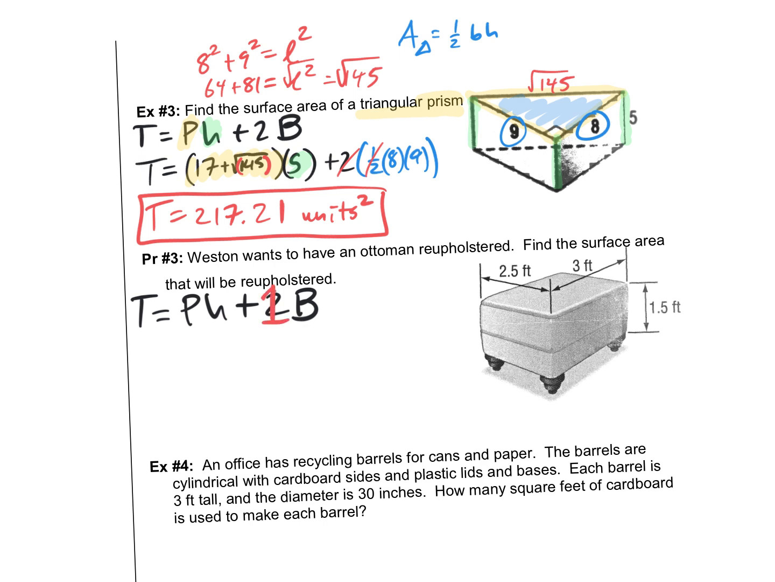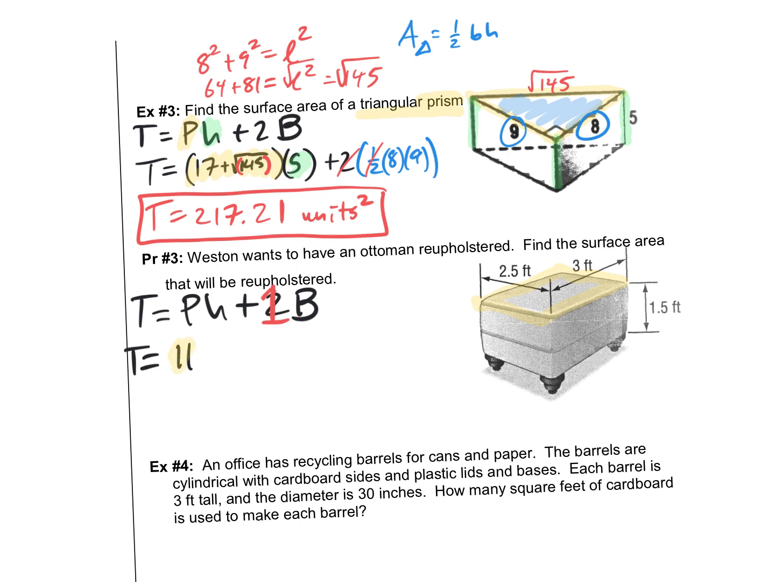There's only 1 base that I'm adding up. So all the math here, the basic idea is the same. What's the perimeter? Well, the perimeter is just all these sides added up, okay? So, yeah, I have a 2.5 here and a 3 here, but I have another 2.5 over here and another 3 here. So 5.5 plus 5.5 is 11.